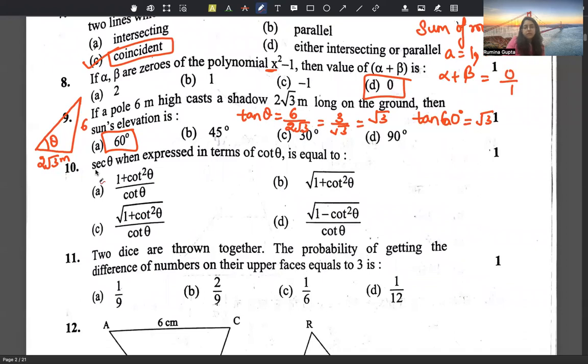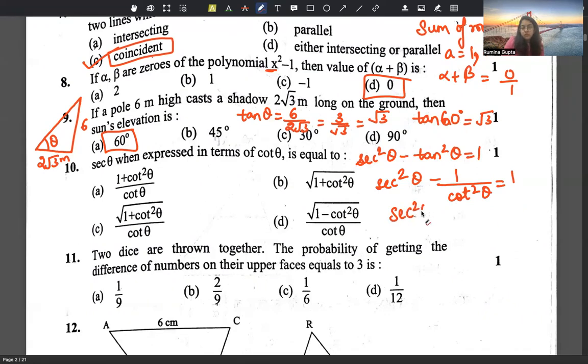Now if you observe secant theta when expressed in terms of cot theta, for this you should know one formula, or you can say one identity, that is secant square theta minus tan square theta is equal to 1. Yes, we know it. So secant square theta minus 1 upon cot square theta is equal to 1. Beta, बस इसको solve करना है and we are done. So secant square theta is equal to 1 plus 1 upon cot square theta.